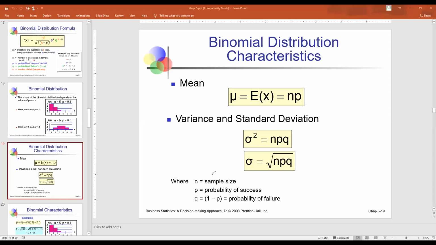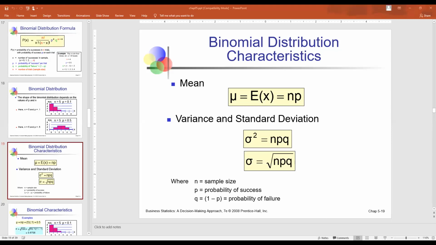Here you can write down the formulas like mu is equal to expected value of x is equal to n... Sir, the screen is not showing. I just see that. You can see that. Yes sir. Okay, thank you.